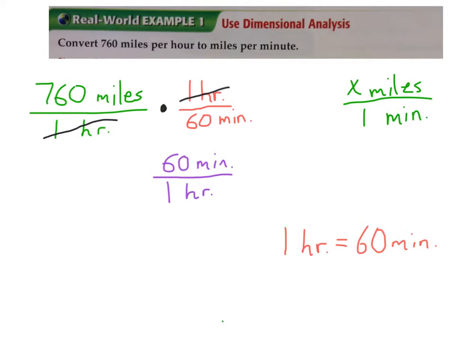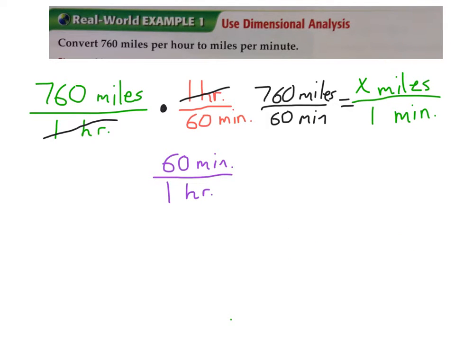Those are going to cancel each other out. And now by doing that, I've been left with 760 miles on the top, which is just like what I'm looking for, miles on the top. And at the bottom, 60 minutes, so I'm left with minutes on the bottom. So now I'm left with a ratio where I have the same units on the top, miles, and the same units on the bottom, minutes. And now I use my cross products to find the answer to this, just like we did the other day.